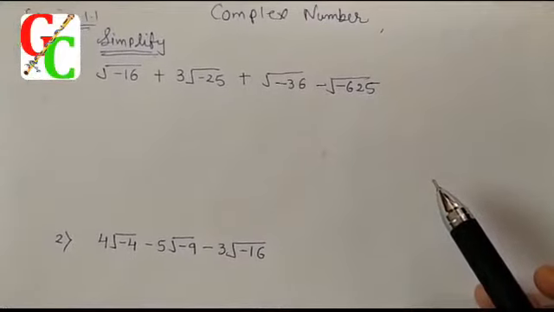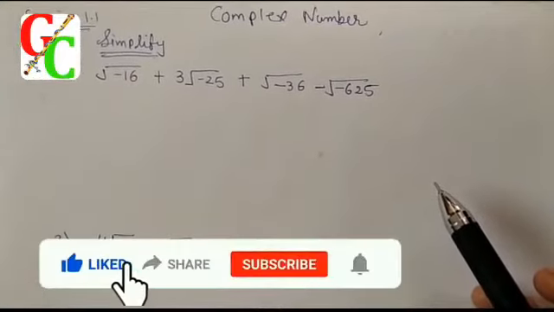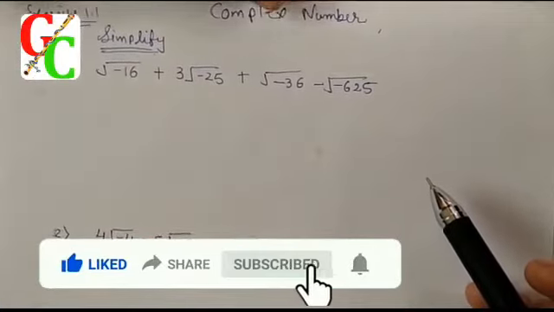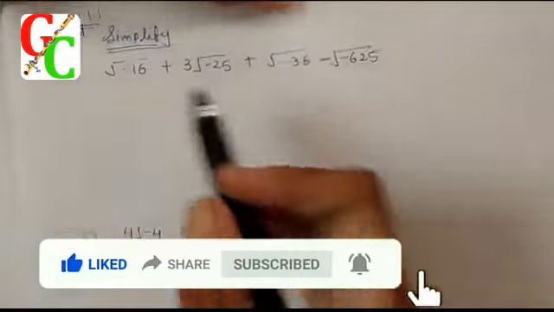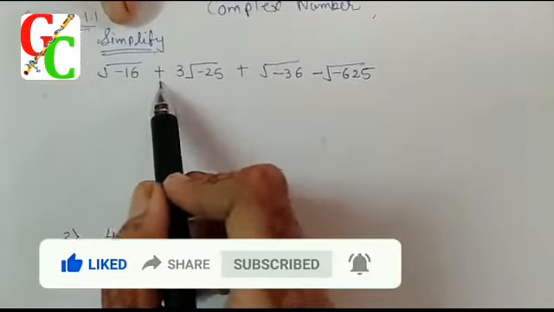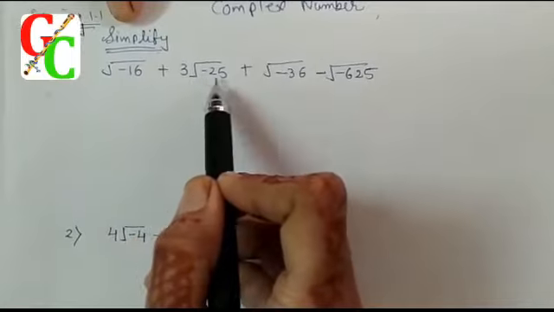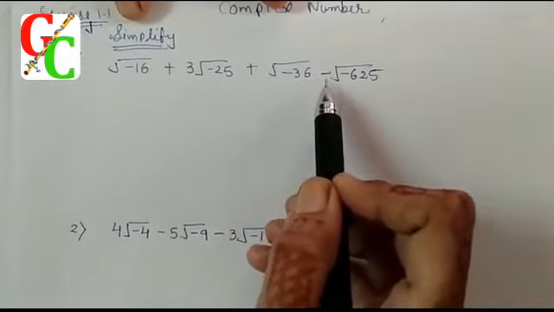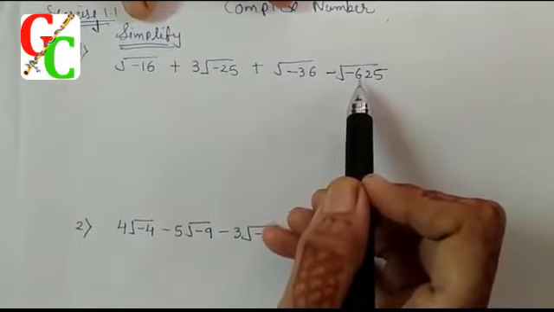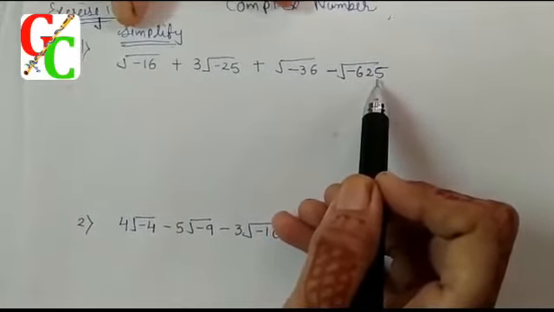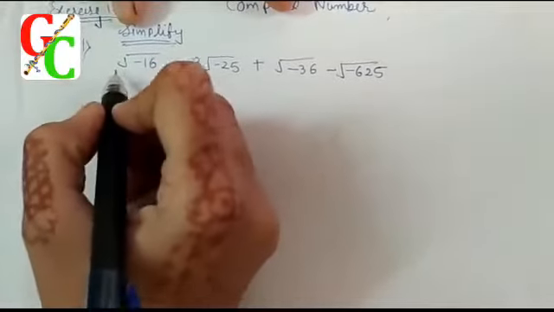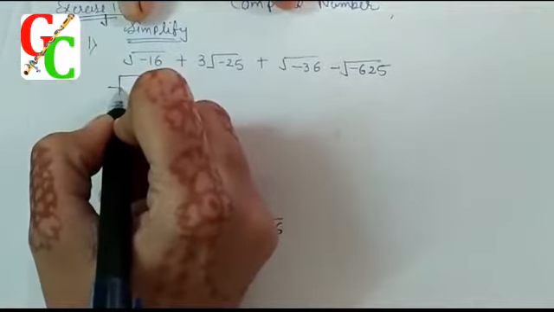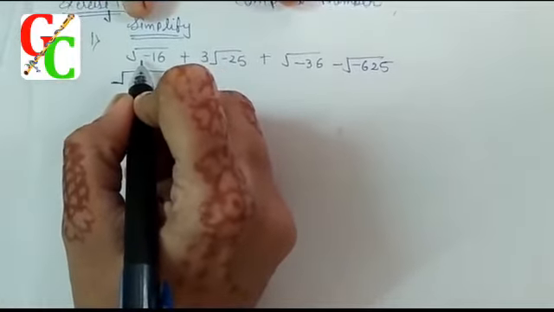Today we are going to start with class 11 complex number exercise number 1.1, simplify the following. So the first question is given: minus root 16 plus 3 root minus 25 plus root minus 36 minus root minus 625. So we will separate the root. We can factorize the following.